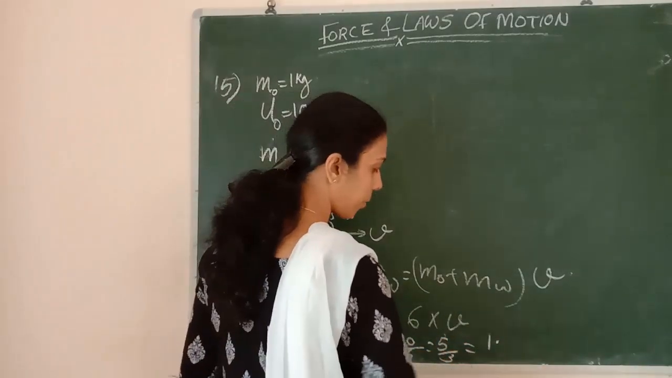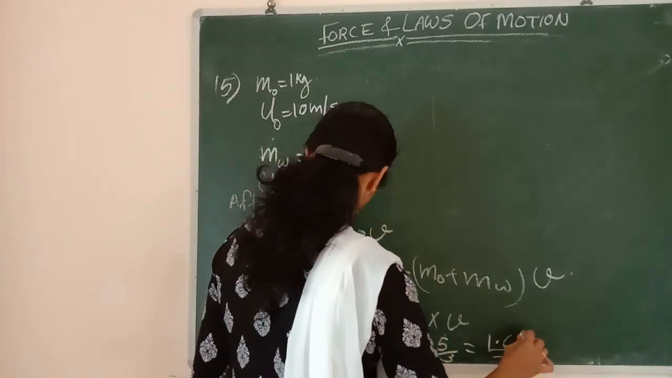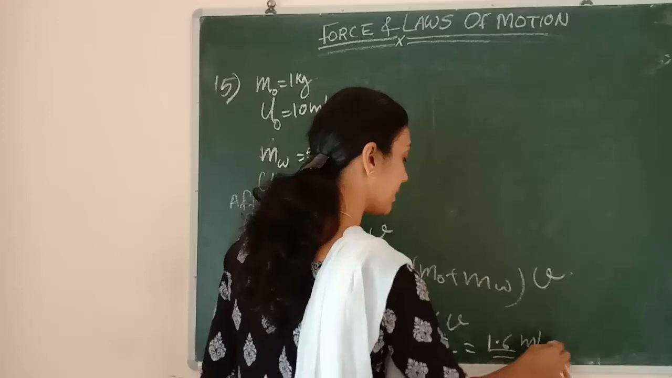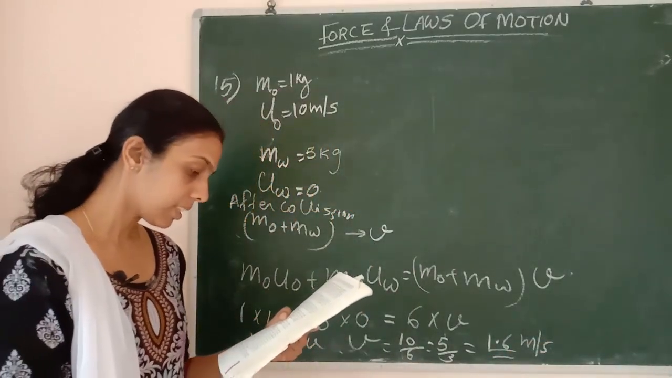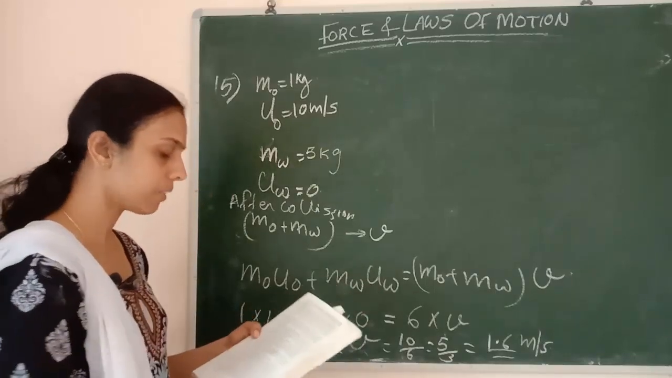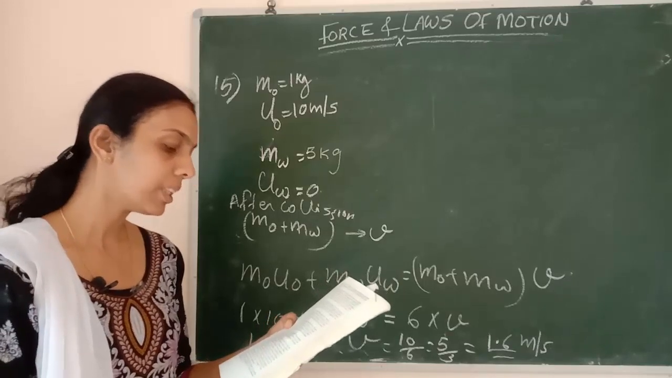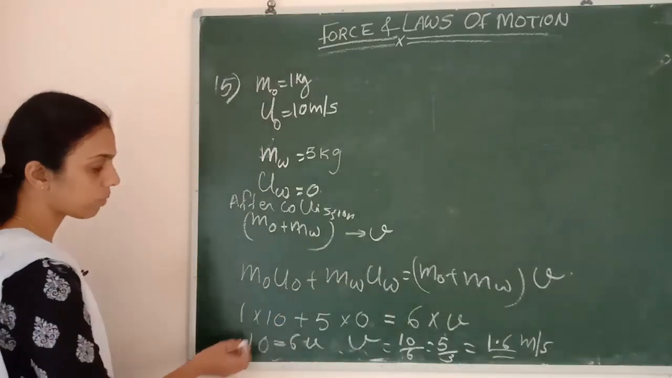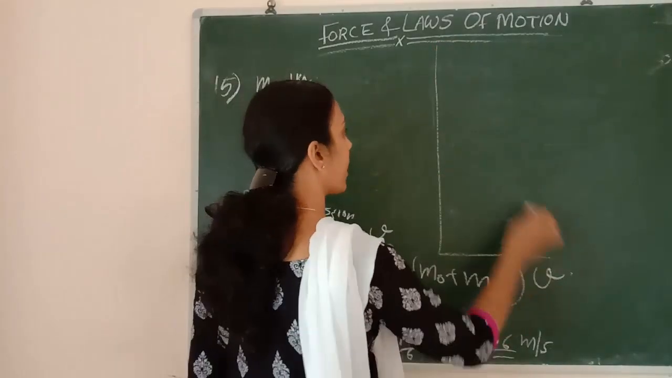So 1.6 meter per second. Okay, so this is the velocity. Calculate the total momentum, and also calculate the velocity of the combined object and the total momentum before the impact. Before the impact, what will be the total momentum? 10.